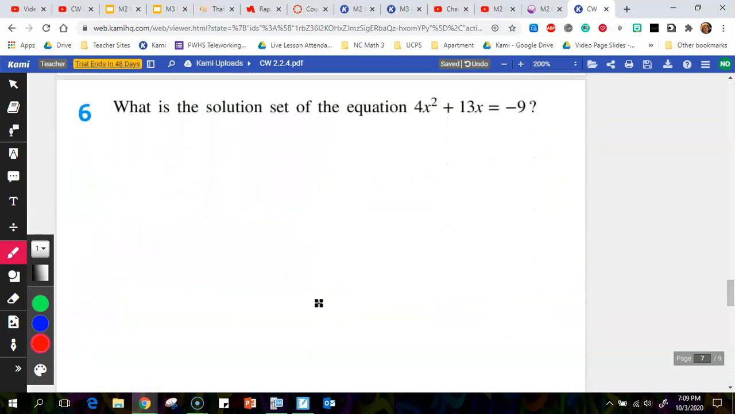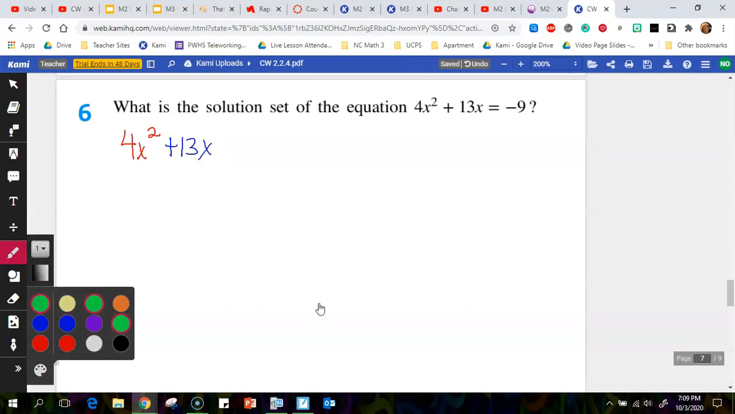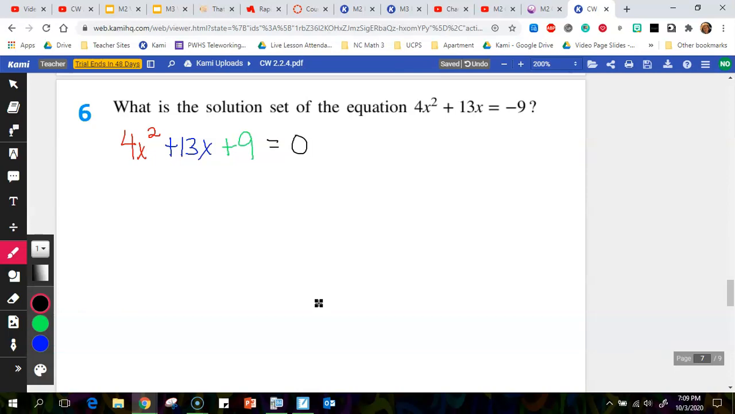Okay, so here's one that I don't really want to mess with trying to complete the square with it, because first of all, my x term is odd, and to divide that thing by 2 and then try to square it would be a pain. Also, I don't want to divide through by 4, so for this one, I would use quadratic formula. Okay, so let's rewrite it and add 9 to both sides. So 4x squared, let's use different colors, plus 13x plus 9 equals 0. So we are going to use quadratic formula for this. Let's review what quadratic formula looks like.